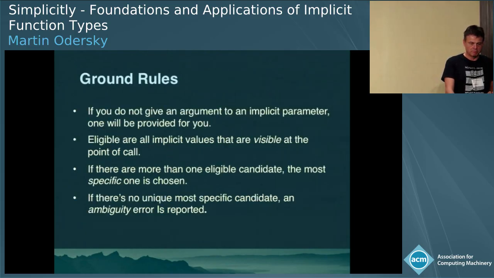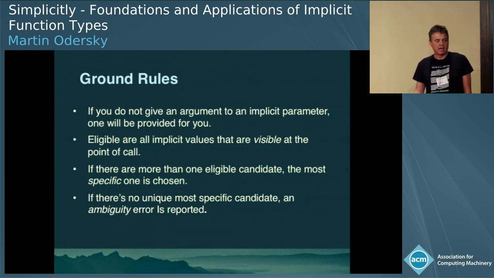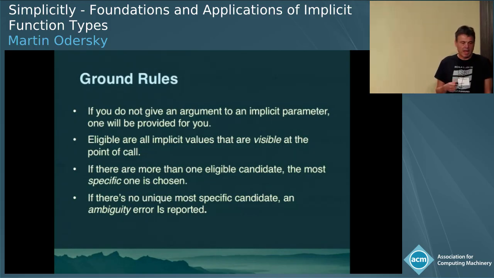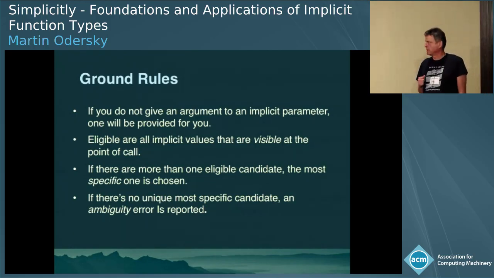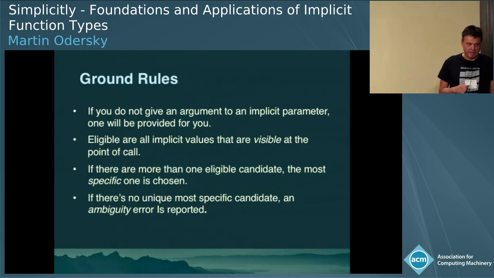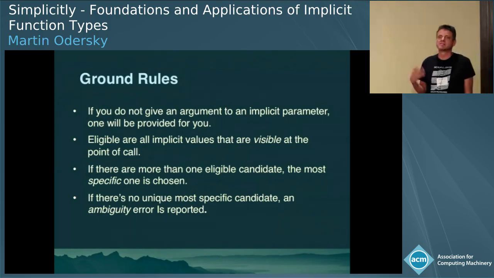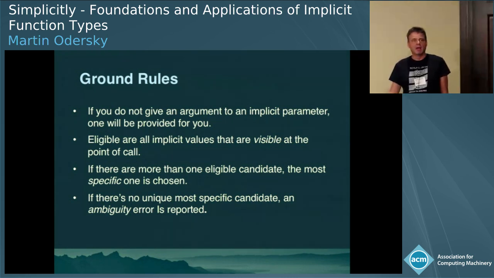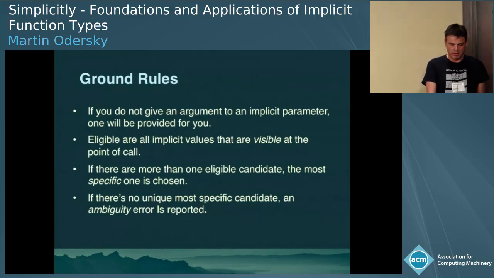The ground rules are, if you do not give an argument to an implicit parameter, one will be provided for you, and eligible are all implicit values that are visible at the point of call, whether by an import or by a definition. And then, if there's more than one eligible candidate, a most specific one is chosen according to some rules, and if there's no unique most specific candidate, an ambiguity error is reported. So that's essentially the basic rules that we have in Scala. And the last two points are really the same rules as for overloading resolution. If you have several overloaded methods, you pick a specific one, and if there are several ones, then it's an ambiguity error.